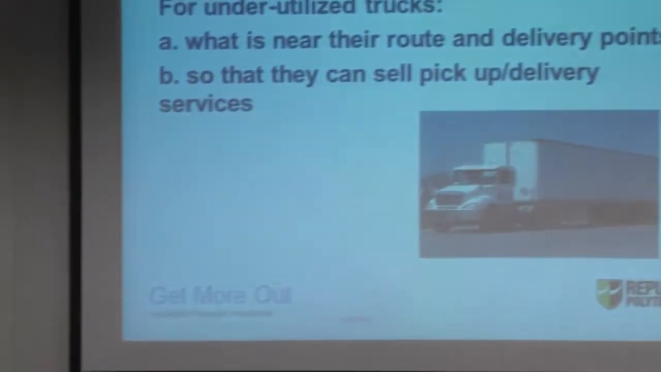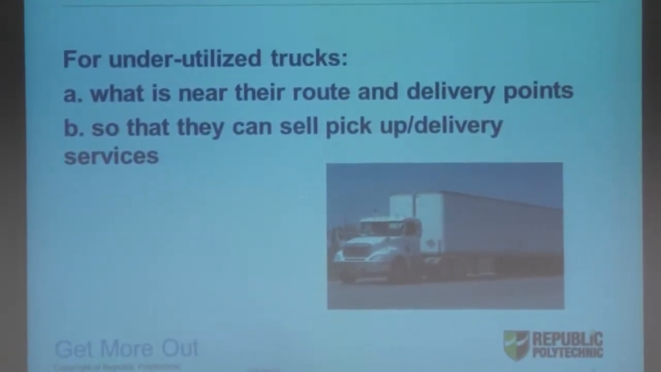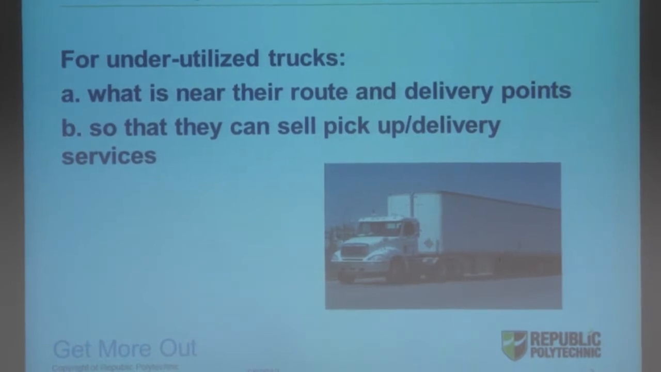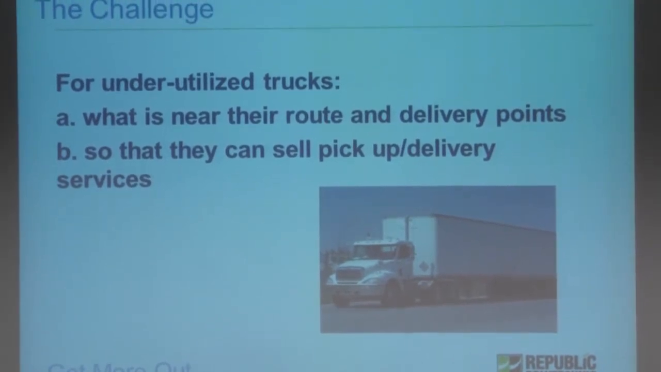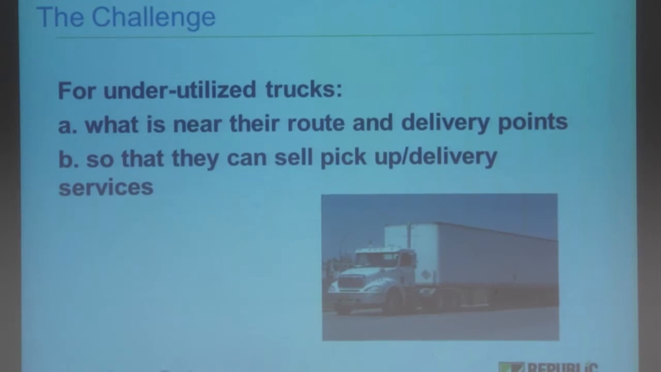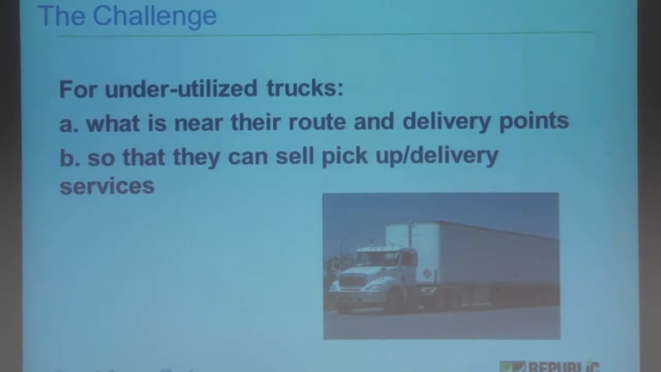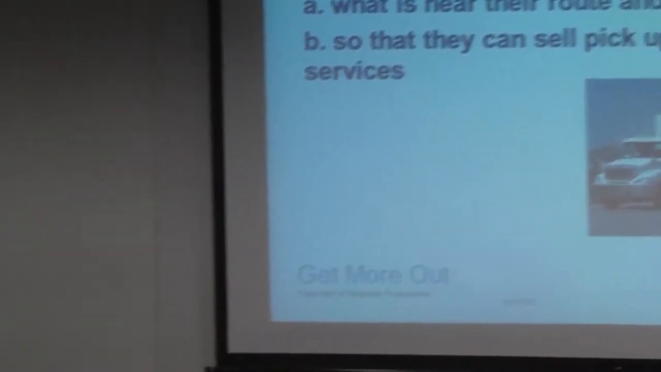a bit. So as I've mentioned, this company is Domino's Pizza. It is the world's largest delivery company. They have quite a few underutilized trucks in certain regions. So the challenge is, what is near their route, the delivery route, I mean, both along the way on the route as well as their delivery points.